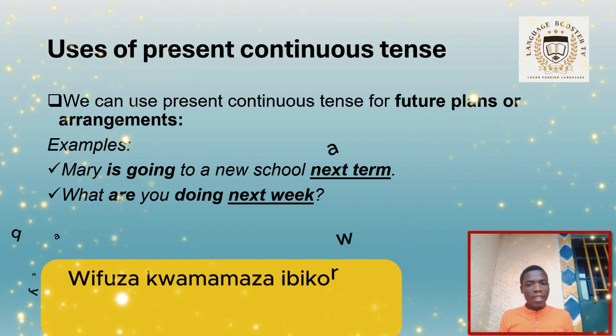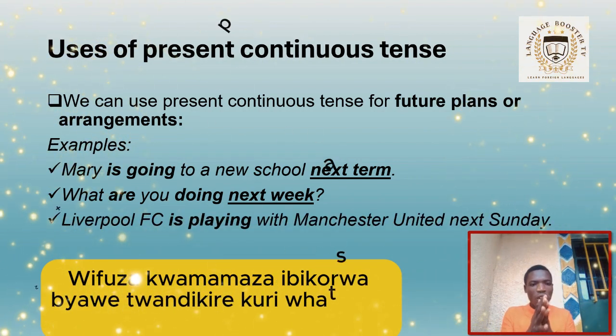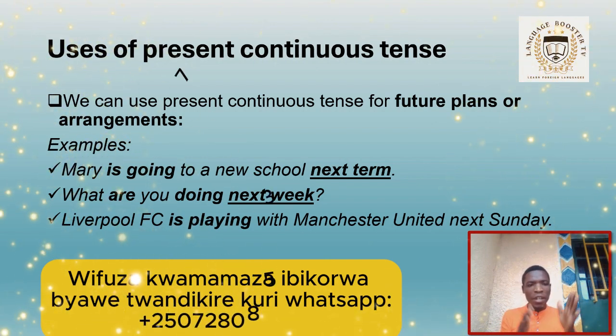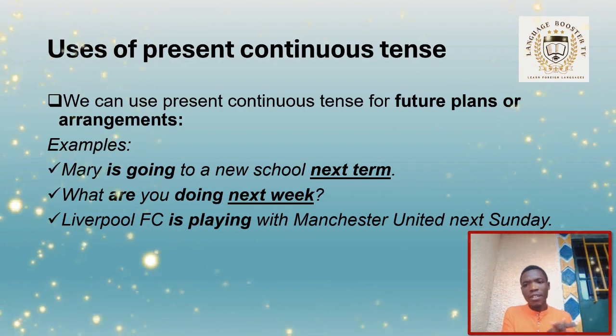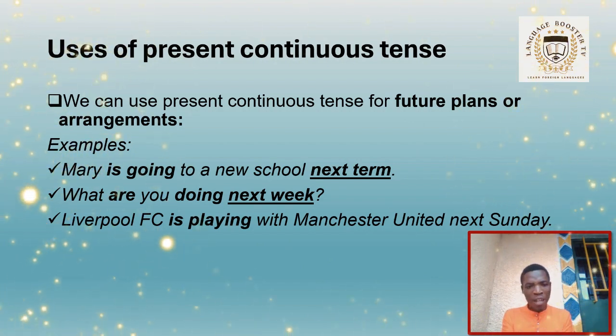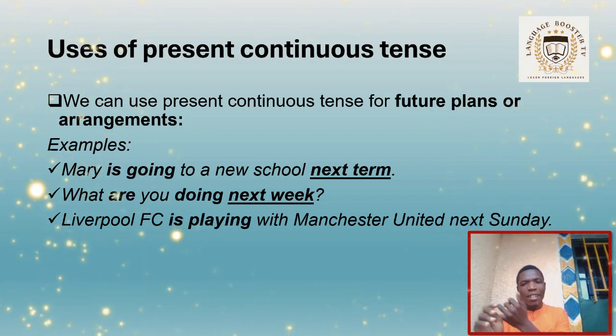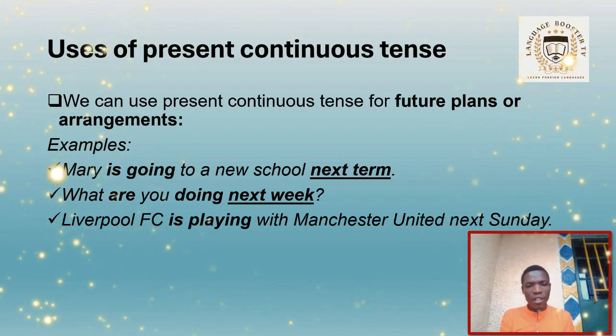What are you doing next week? For example, in sport, you can say Liverpool FC is playing Manchester United next Sunday. It means that on the timetable of the matches to be played, Liverpool has the match with Man U next Sunday. It was already set. It has already been planned. Great.